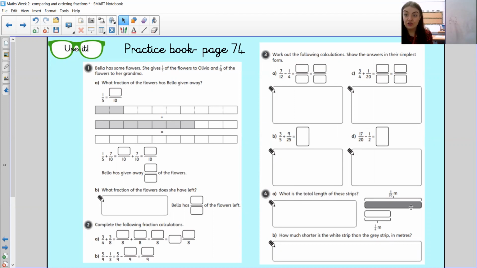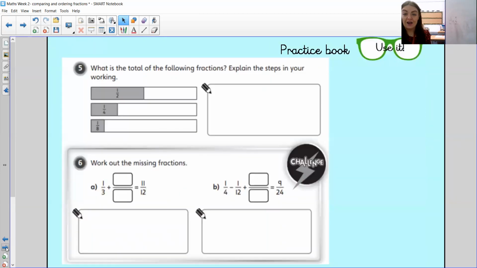Question 4 is what is the total length of these strips? You're now just using a pictorial representation to then get the working out. But then question B is how much shorter is the white strip than the grey strip? Think about that, you're finding the difference there. So what do we do when we're trying to find the difference? Lots of your previous adding and subtracting knowledge is coming back that we did all the way at the start of this year. That seems like a very long time ago.